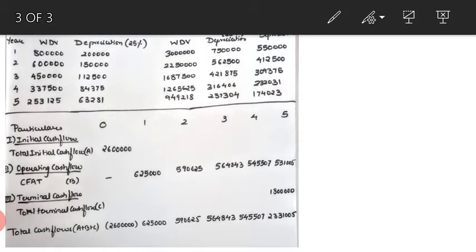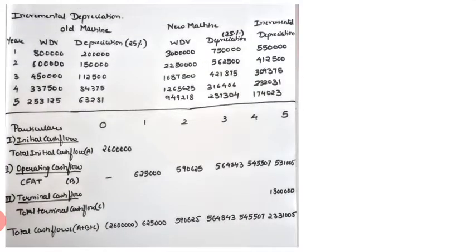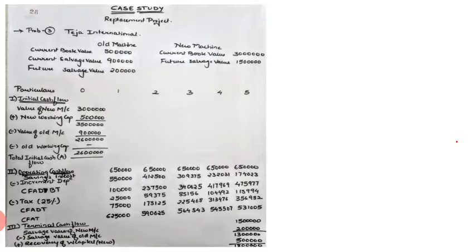Okay, so if you see here, in incremental depreciation, what I have done is I have divided it into two parts. One is old machine, new machine, and incremental depreciation. Now in old machine, as I said, we have to consider the current book value, because depreciation is always calculated on the book value. So what is the current book value of the old machine? It's already mentioned over here. If you see, 8 lakh is the current book value.